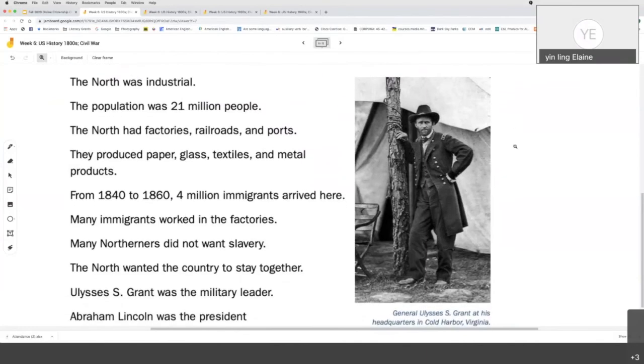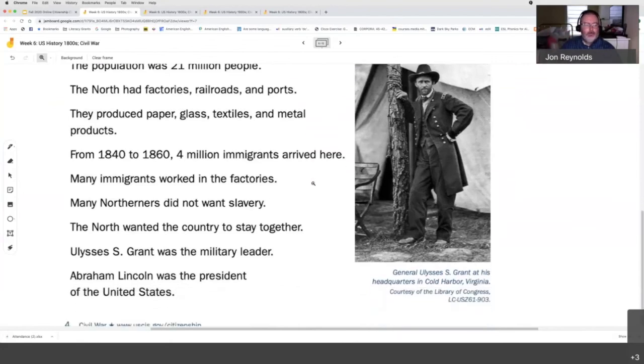The North has factories, railroad, and ports. They produce paper, glass, textiles, and metal products. Like for example, guns and bullets. Textiles is referring to clothes. So as you can see, they depended on the South for their cotton. Please continue. From 1840 to 1860, 4 million immigrants arrived here.